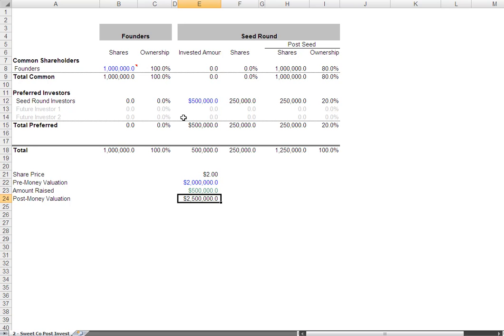Sometimes that's not the case. Sometimes that $500,000 that was invested actually generates less than $500,000 value, which means that the pre-money valuation of the next round would actually be lower than the post-money of the first round, which is a down round.